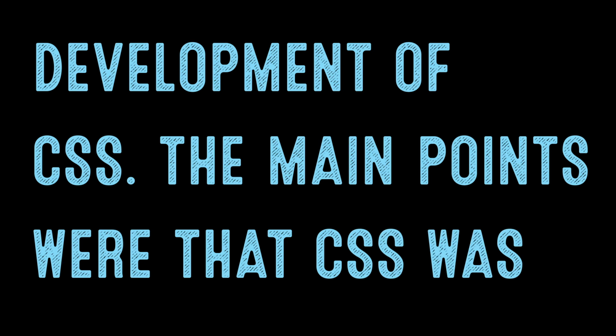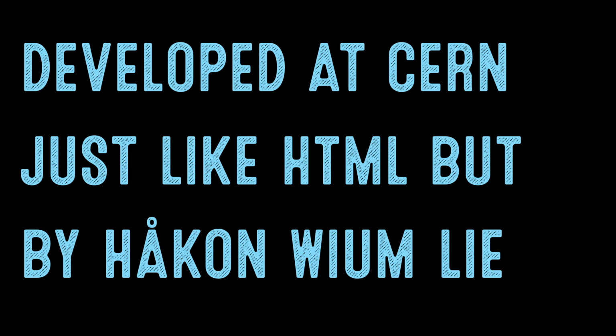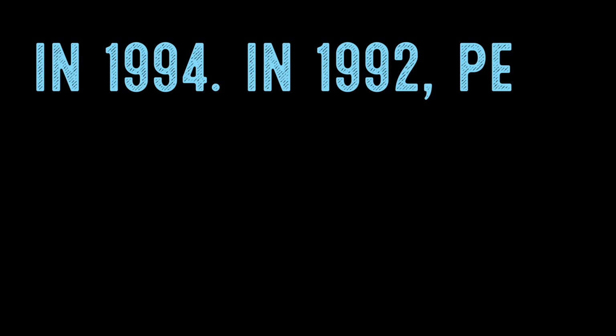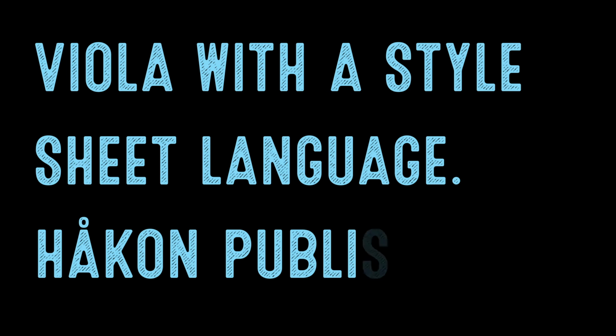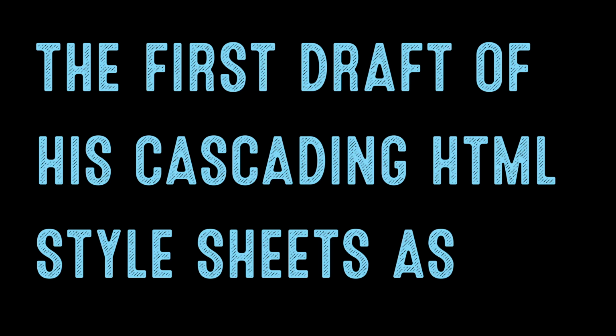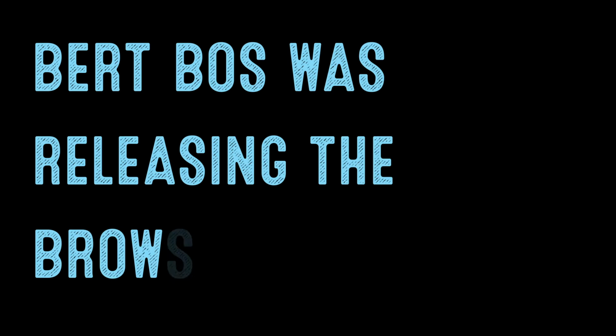The main points were that CSS was developed at CERN, just like HTML, but by Håkon Wium Lie in 1994. In 1992, Pei-Yuan Wei had developed a browser called ViolaWWW with a style sheet language. Håkon published the first draft of his cascading HTML style sheets as Bert Bos was releasing the browser Argo, whose purpose was to make the internet accessible to scholars of the humanities.